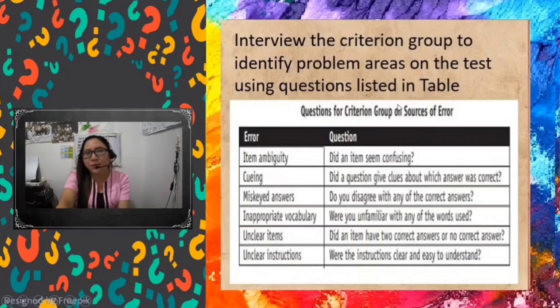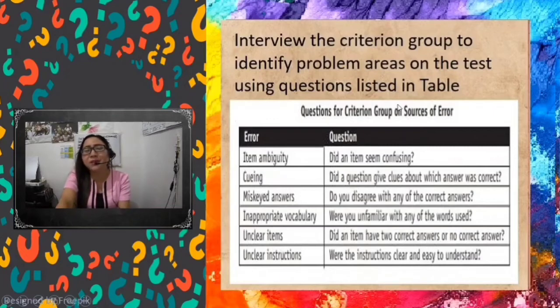Meaning, for you, why are those the answers? For me, it is not the right answer. But there are some students or test takers like that. Inappropriate vocabulary: were you unfamiliar with any of the words used? Unclear items: did an item have two correct answers or no correct answers?